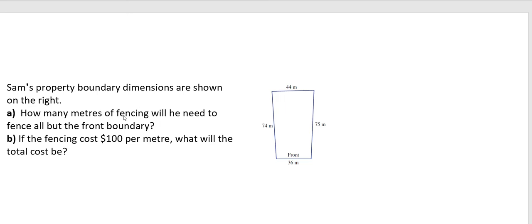Okay, so remember, whenever you have an application, keywords tell you what you're trying to do. Boundary is another word for perimeter, okay? Dimensions, we know, are like length and width, and they're actually showing us the diagram.